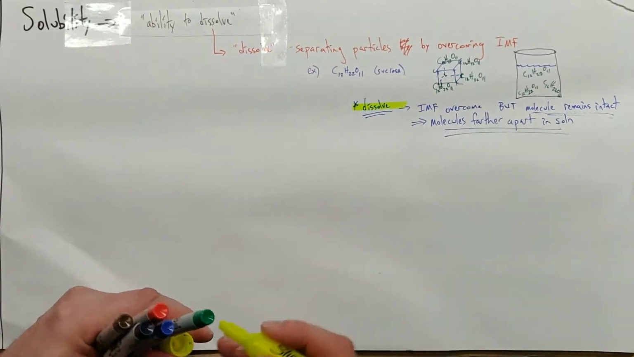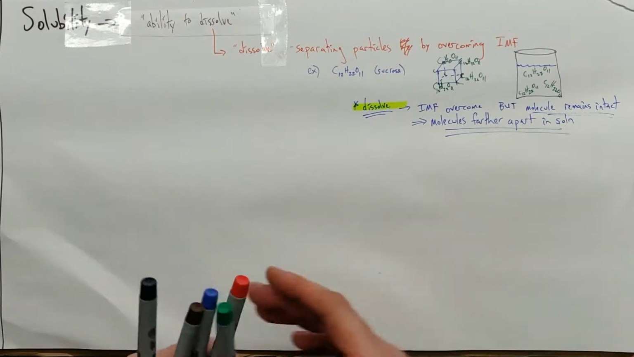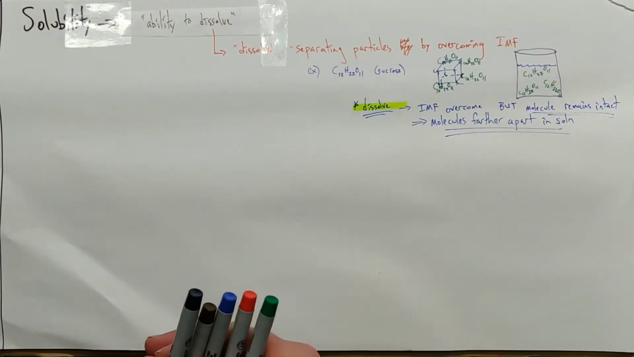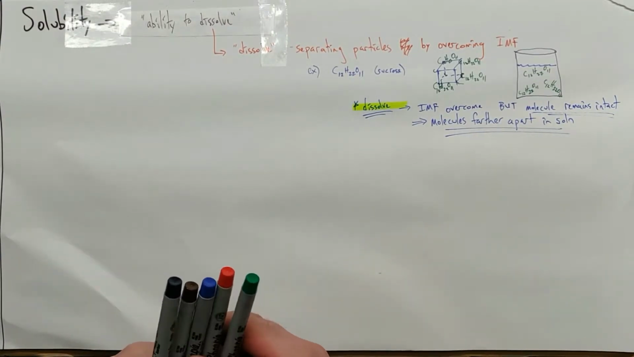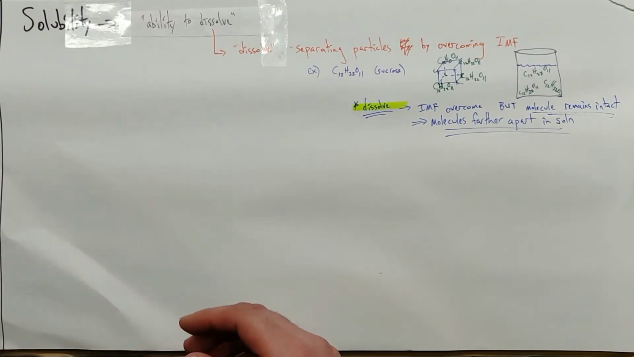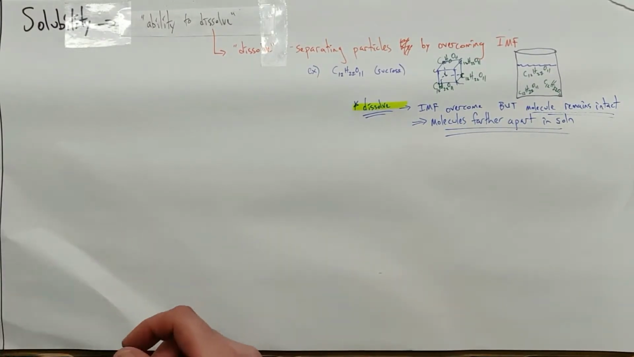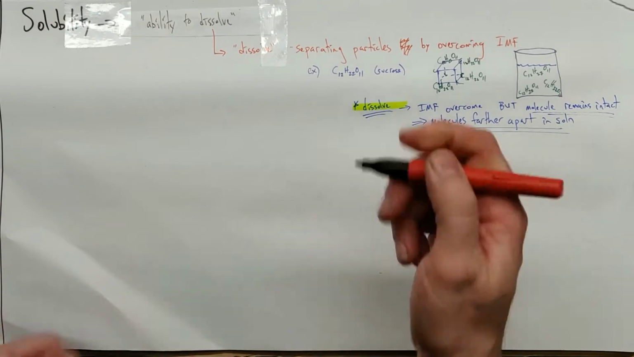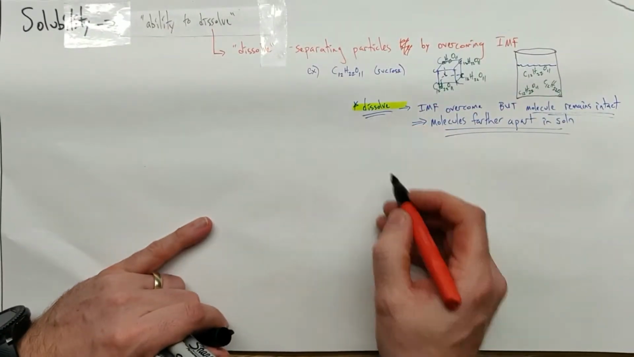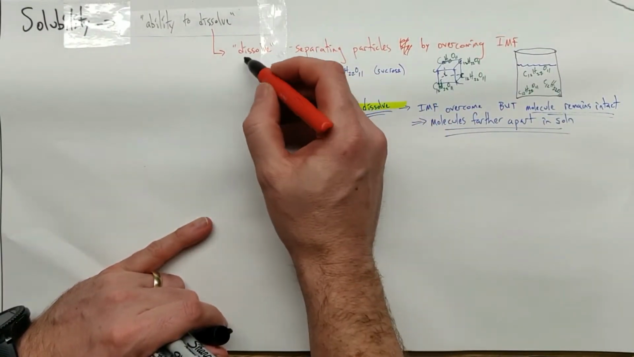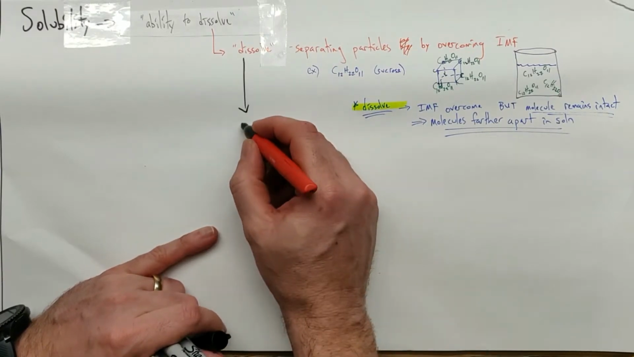Now there's a subcategory of dissolving that's very important for electrolytes, and that's for ionic compounds. When they dissociate into ions, they separate into ions. So let's just draw this down here. We have dissolving, and then we have this idea of dissociating.